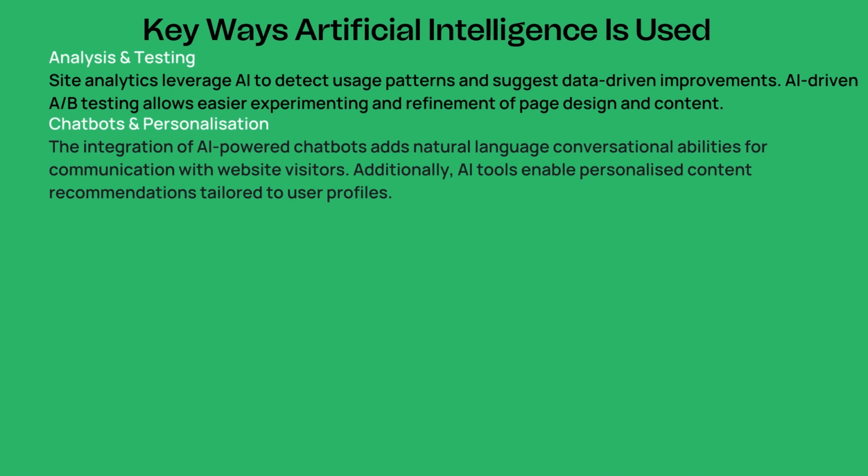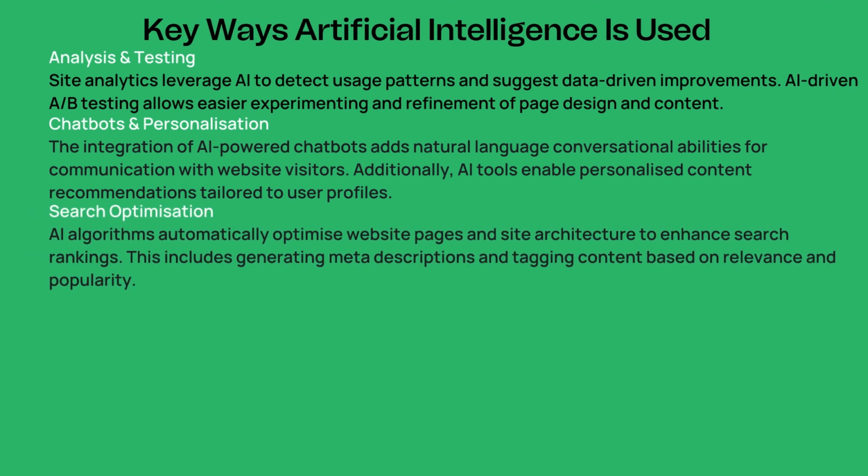Next one up is search optimization. So AI algorithms automatically optimize pages and site architecture to improve search rankings. This will include generating meta descriptions and tagging content based on relevancy and popularity. And this is especially good for when you are building a website on a website builder like Wix and you just want easy generated meta descriptions as well as URLs, then AI algorithms are there to automatically optimize these pages.